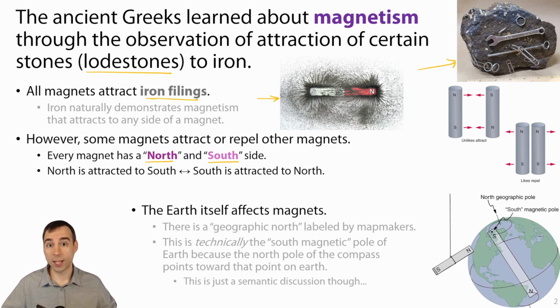In fact, the Earth itself behaves as a giant magnet. When we put a compass needle in the Earth's magnetic field, the compass will be deflected according to that magnetism. So in reality, the geographic North Pole of the Earth is actually the magnetic South Pole of that object, because the north end of our compass is attracted to the south magnetic pole of Earth.